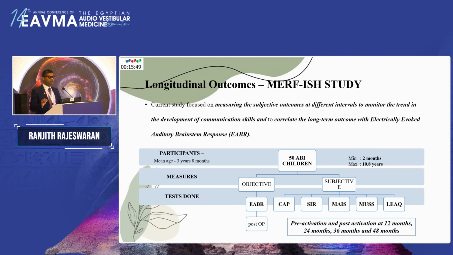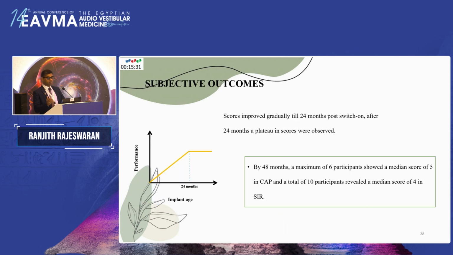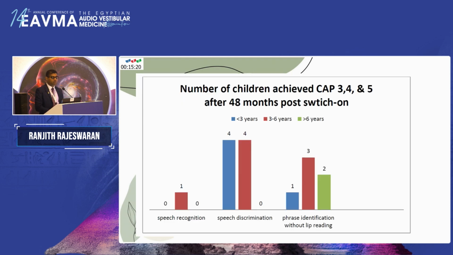Now, this is a longitudinal study of 48 months tracking 50 ABI children. We compared electrophysiological scores and also the subjective performances. And these scores were measured at different intervals: 12, 24, 36 and 48 months. Now, first let me present the outcome. The speech performance gradually improved for the first 24 months and started plateauing after 24 months. This includes both CAP and SIR scores. Now, out of these 50 children, 6 children achieved phrase identification without lip reading.